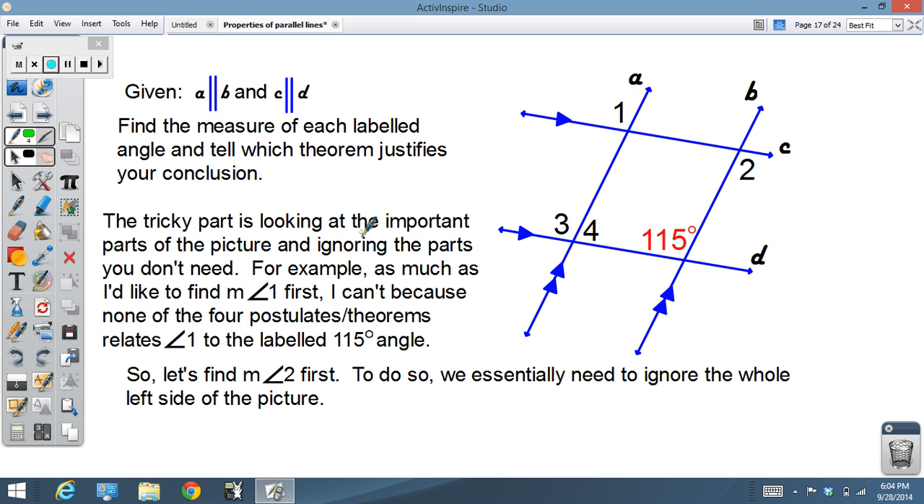Now, the tricky part is you're going to have to be able to picture different parts of a diagram and ignore the information that you don't need for each of these particular parts. Okay? Here's the example. As much as I'd like to do angle 1 first, I've got nothing in our repertoire. None of those 4, the postulate and the 3 theorems, tell me about the relationship between these two angles. So I'm going to have to start somewhere else. Here's my proposal. Let's do angle 2 first. And in order to figure out what angle 2 measures, we're going to need to ignore the whole left-hand side of the picture.